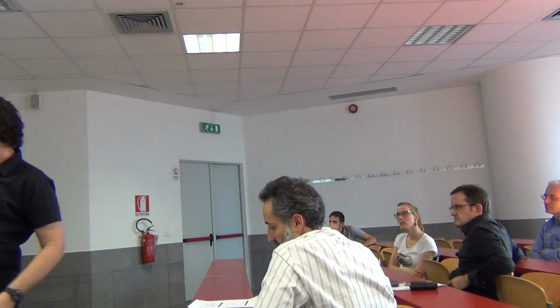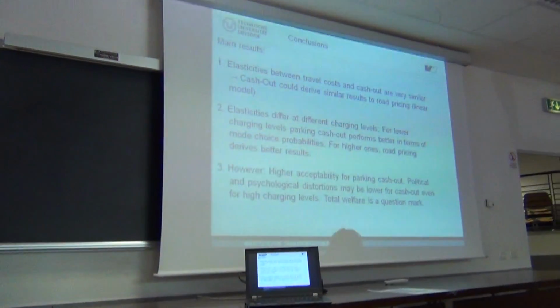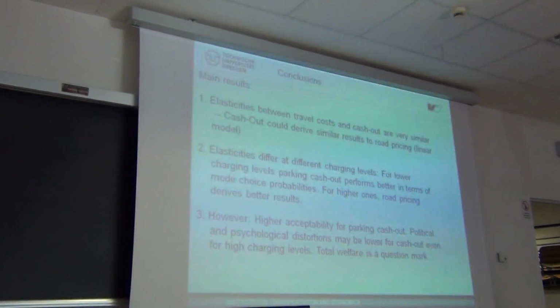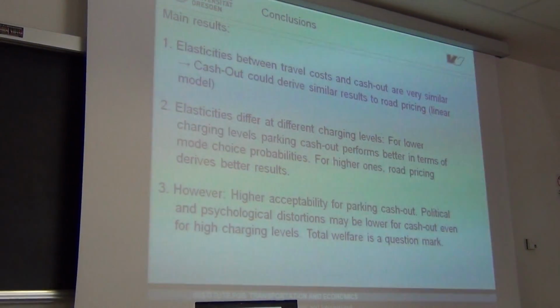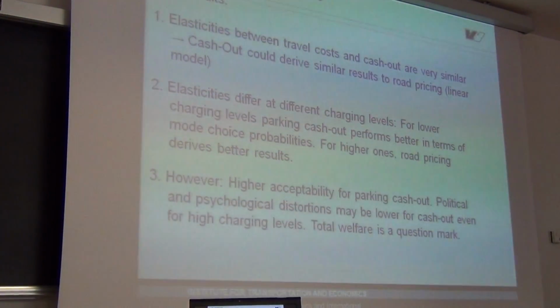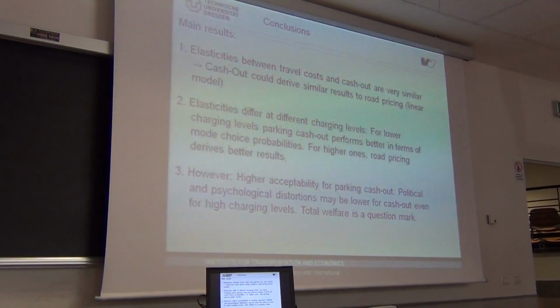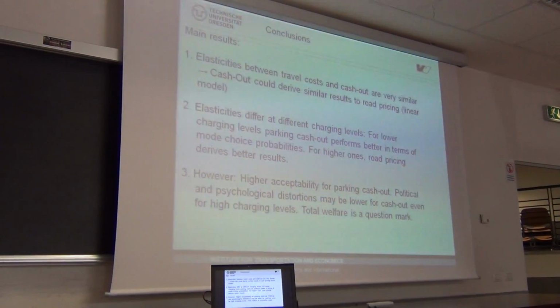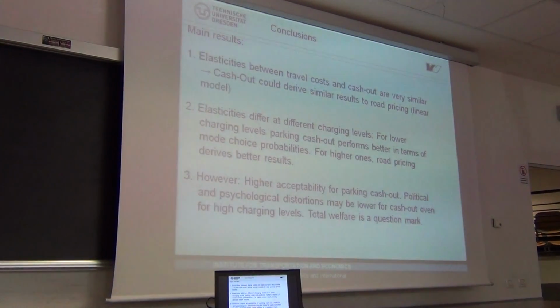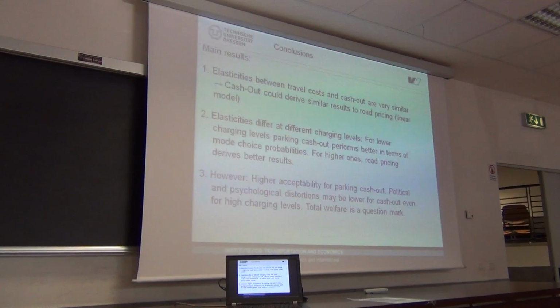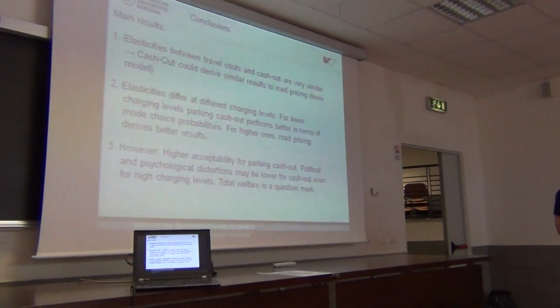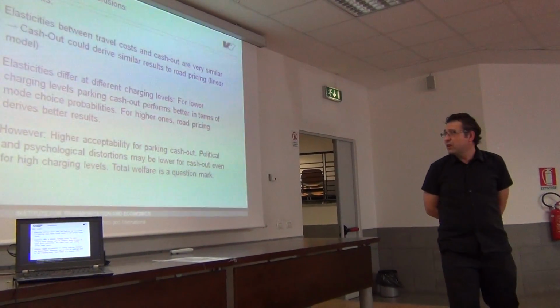Exactly. So, I can just recapitulate my results. The elasticities between travel costs and travel times, travel cost and cash out are very similar for the linear model. Elasticities differ at different charging levels for the non-linear model.